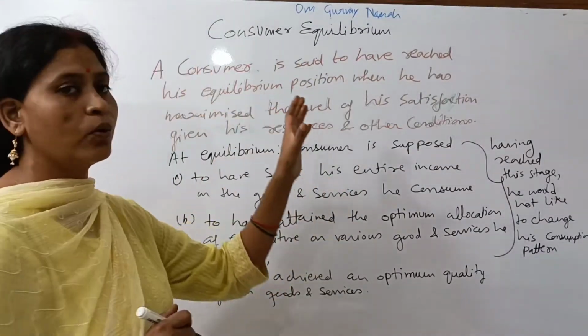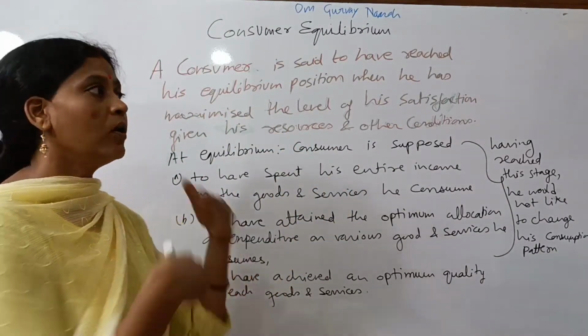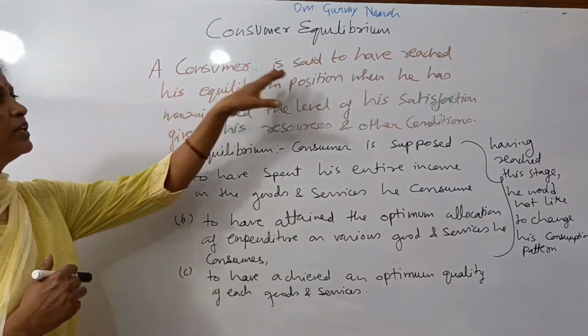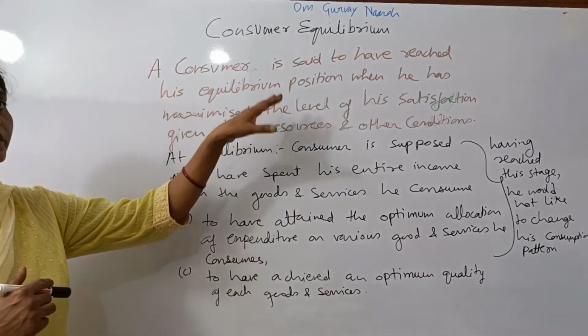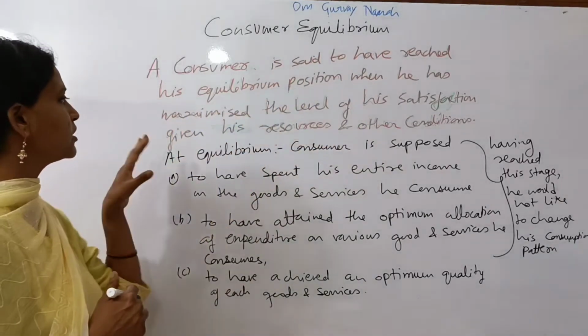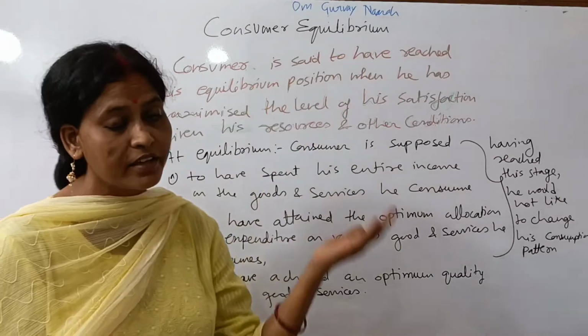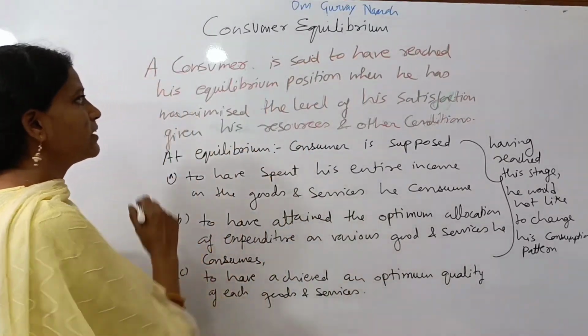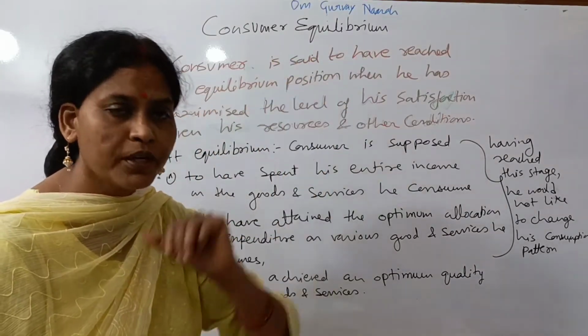Now we can say all these things in a very easy manner. A consumer is said to have reached his equilibrium position when he is maximizing the level of his satisfaction given his resources and other conditions. That is the consumer equilibrium.